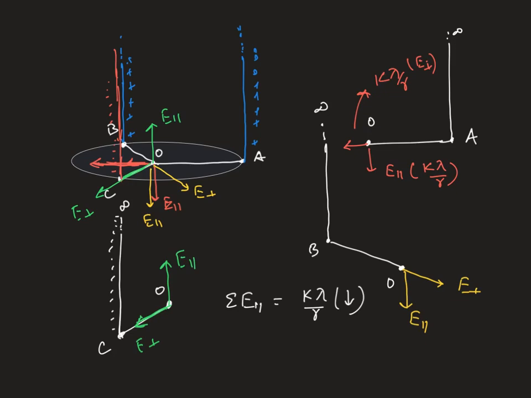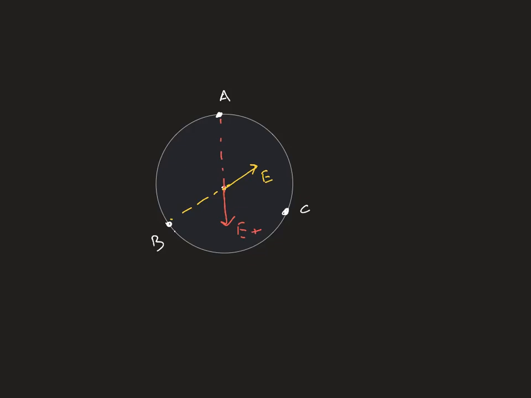For that, we need to draw a diagram, a two-dimensional diagram as a matter of fact. So this was A, this was B and this was C and this was O, obviously. The direction of E perpendicular for A went like this. The direction of E perpendicular for B went like this, again because it was positively charged, and the direction of E perpendicular for C went like this because it was negatively charged.